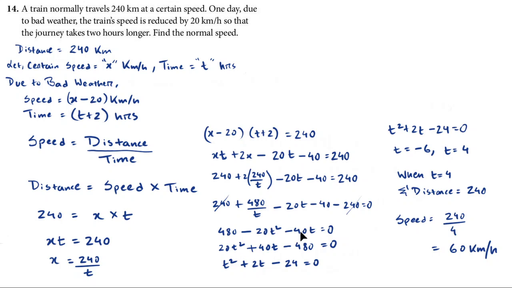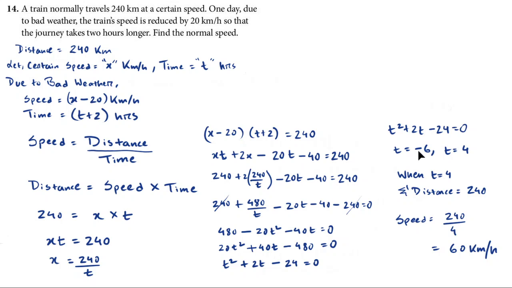Now if I multiply this line of equation again with negative, then I get 20t square plus 40t minus 480 is equal to 0. Now if I divide both of the sides of the equation by 20, I get t square plus 2t minus 24. So by doing this, I get the value for the t. One is minus 6 and the other is 4.